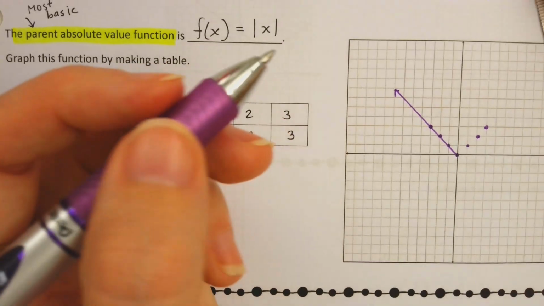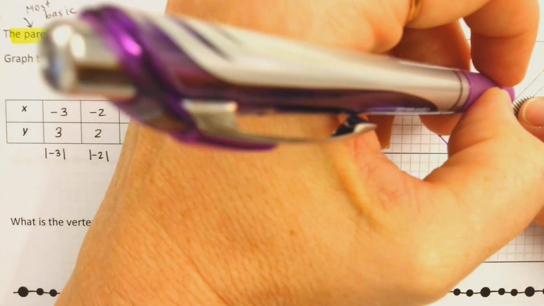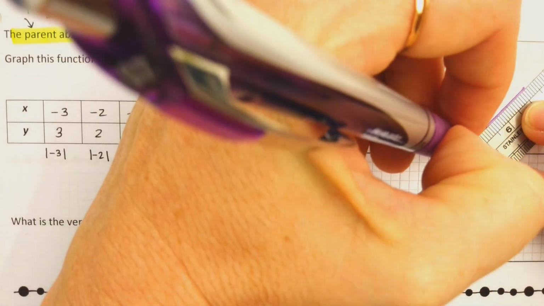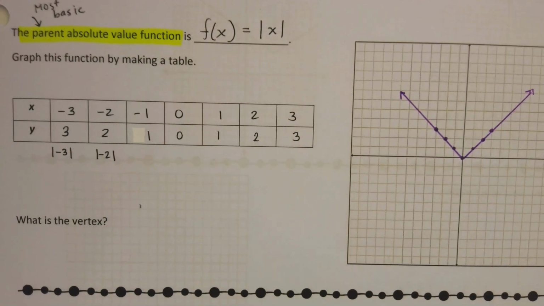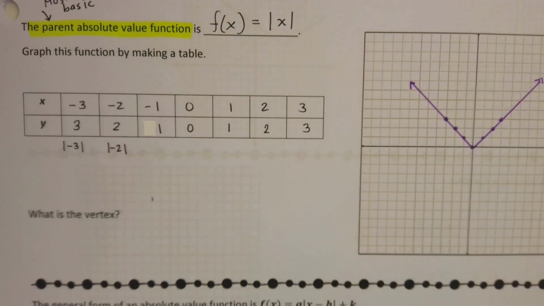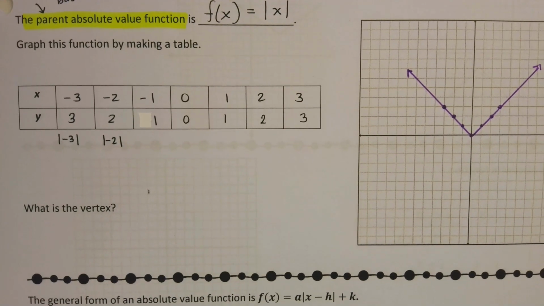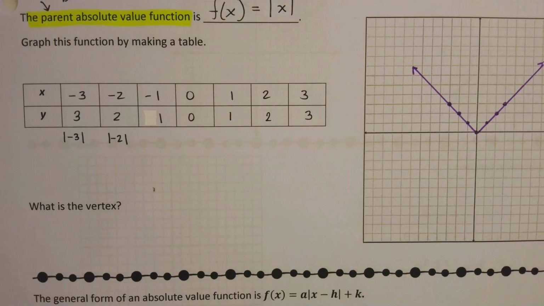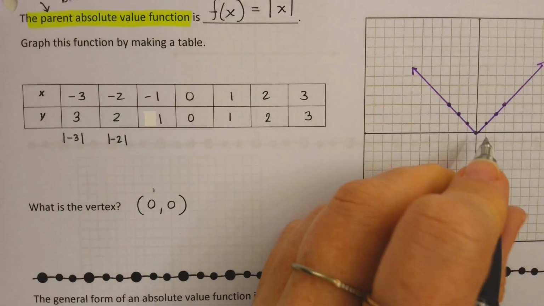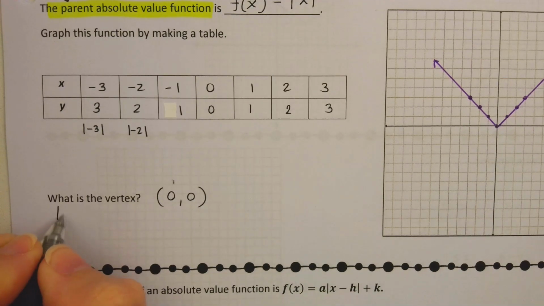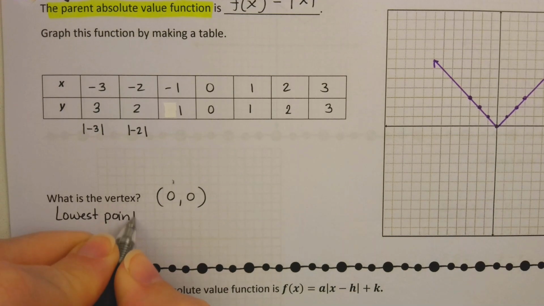Because this one does not go down into the negatives because of that absolute value. Ta-da! There it is. Beautiful. So that lowest point on this one is what's called the vertex. I believe you've heard this word before when you were studying quadratics in Algebra 1. The vertex on this one is 0, 0. That's what's called its minimum point. Lowest point, aka minimum.